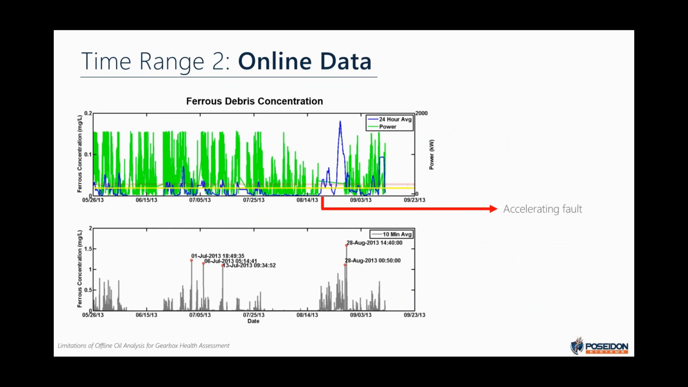So online oil sampling from that time period shows that the concentration spikes are generally increasing in magnitude, showing that this fault is accelerating and becoming more of a problem, dumping more wear debris into the system. The large spike at the beginning of September is roughly 6 times the magnitude of the alarm limit.